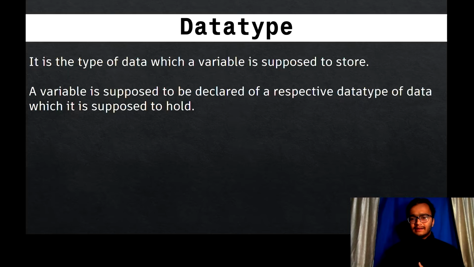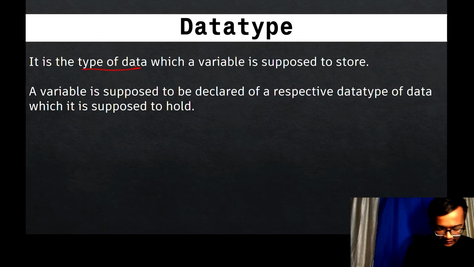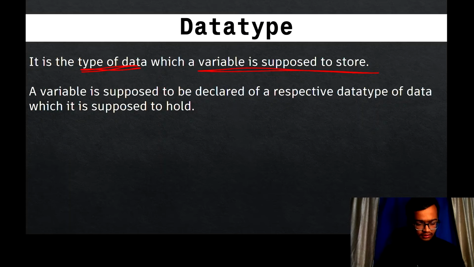Now what are data types? Now if you have studied or listened properly about the variables, I have mentioned that variables can store different types of data. Now what kinds of data the variable can store, we are going to understand it now. See here. It is a type of data which the variable is supposed to store or it can hold. So what are the types of data that a variable can hold?